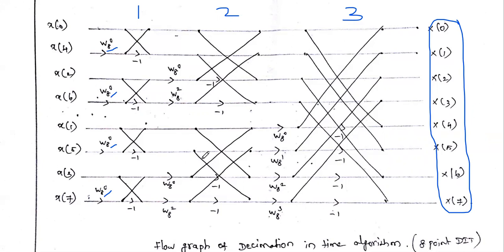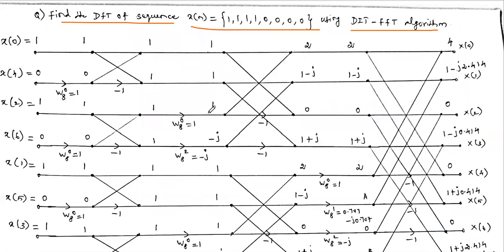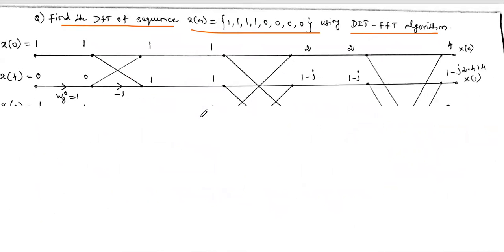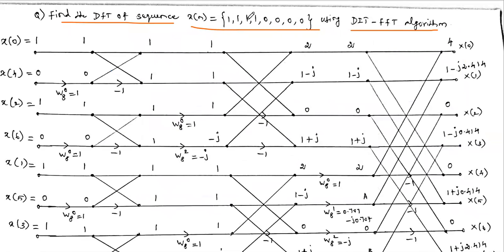Okay, so the first step is to draw this 8-point DIT FFT algorithm. Okay, and the next one we have to apply our input. So what is the given sequence? Here you see 4 ones and 4 zeros. So what is this first one? This first one is nothing but x of 0. This is x of 1, x of 2, x of 3. So x of 0 to x of 3 have the value 1 1 1 1, and x of 4 to x of 7 have the value 0 0 0 0.